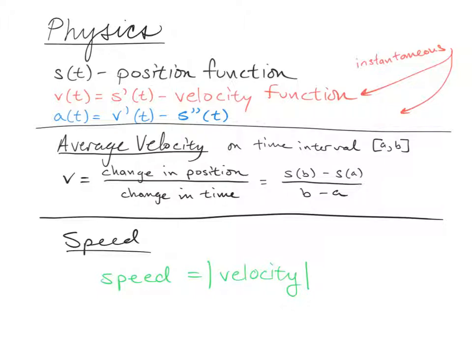But now with this idea of higher order derivatives, we can also say that the acceleration function is the second derivative of the position function. So if you have the position function and you take the derivative, you get the velocity function. If you take the derivative again, you get the acceleration function. This here, average velocity, I've mentioned before in a previous lesson, in that if you're looking for speed, speed is the absolute value of the velocity.